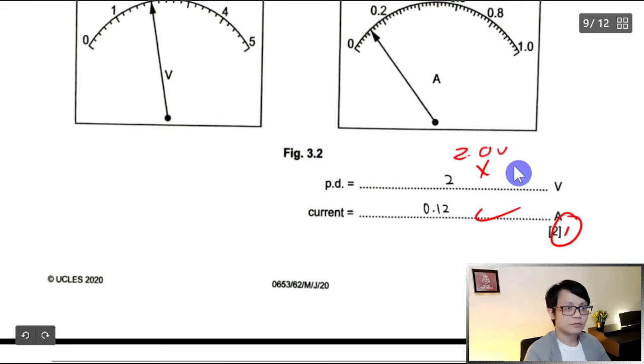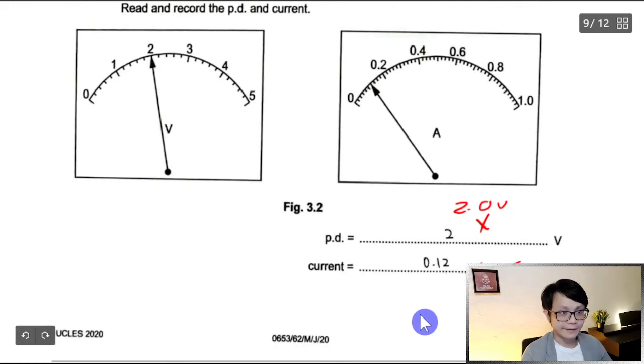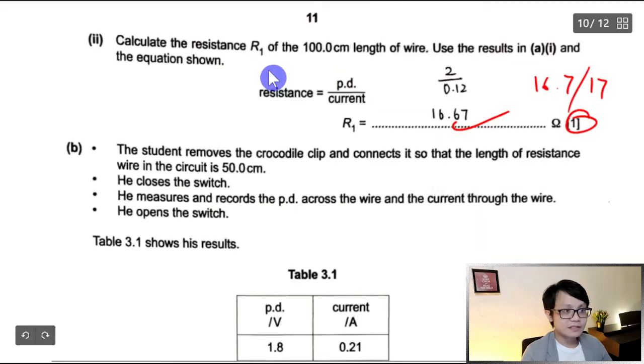2.0 volt. Because the student just wrote 2, it didn't get any mark. And this one, 0.12, is correct. So you get 1 mark for this one. Calculate the resistance of R1. Correct. Okay, 1 mark again. The ohm, remember the unit, but here they already give you the unit. But just make sure there is a unit.